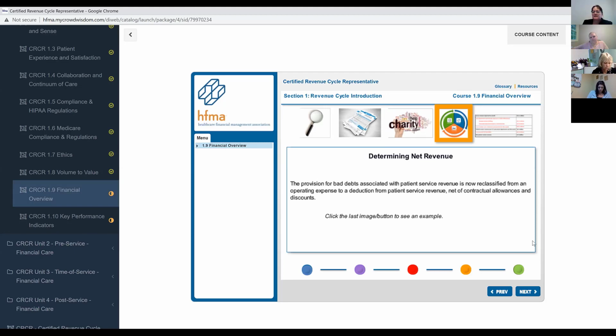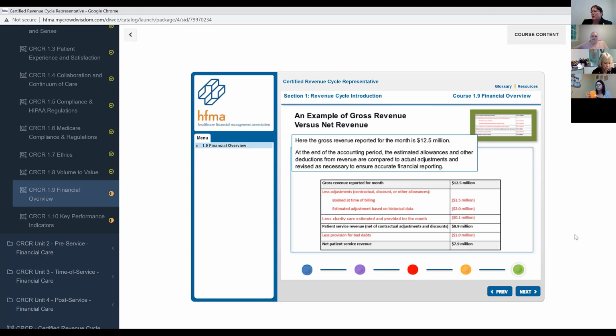And then this last tab is an example of what that would look like. So our gross charges are the 12.5 million for the month. We have our allowances that are recorded by the system at the time of billing. And then what we have estimated are additional allowances based on our historical look back, as well as our reduction for charity care to bring us to what our net patient service revenue is, or what we expect to collect on a receivable, which is the 8.9 million. However, we've booked $1 million bad debt expense against that, so our net patient service revenue is the 7.9 million.